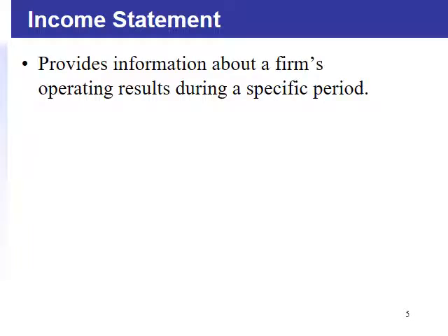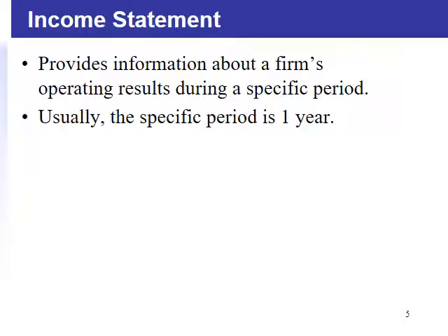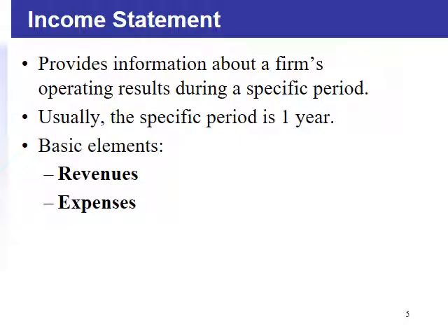The income statements provides information about a firm's operating results during a specific period. Usually, the specific period is 1 year. So basically, it means that for the past 1 year, you know whether the company is doing good or bad. Usually, this is measured in terms of profit. So the basic elements in these income statements are revenues and expenses.